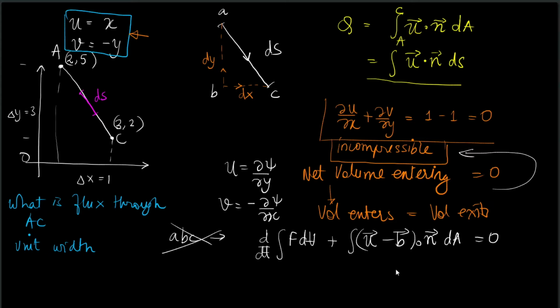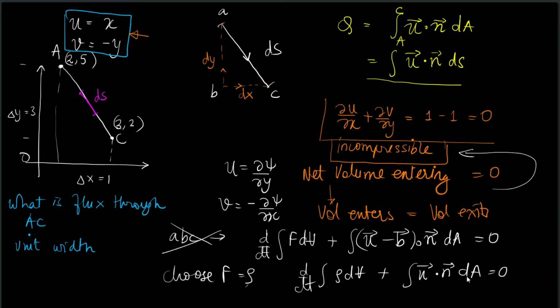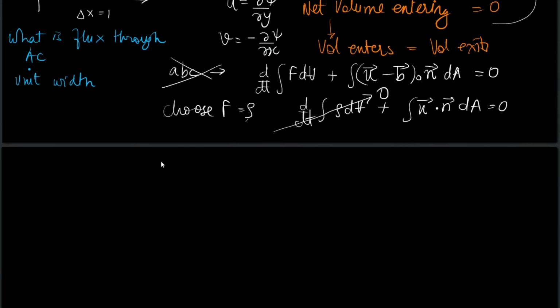Okay, so in this case the control volume is stationary and hence b will be equal to 0, and let us choose f to be equal to rho. So we have d/dt of integral rho dV plus integral u dot n dA equal to 0, and because mass cannot be created or destroyed, this has to be 0. It's a steady flow. So now if integral u dot n dA is 0, then it means that integral, so let me redraw that particular diagram.